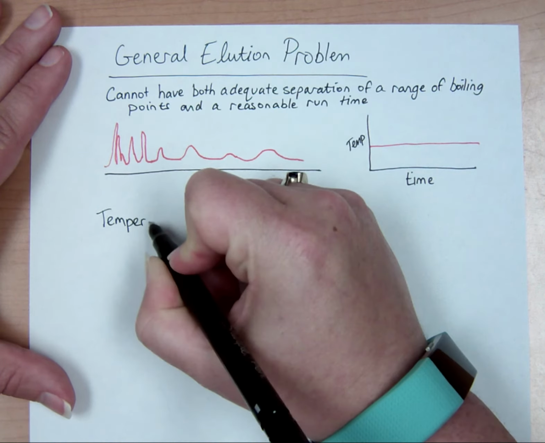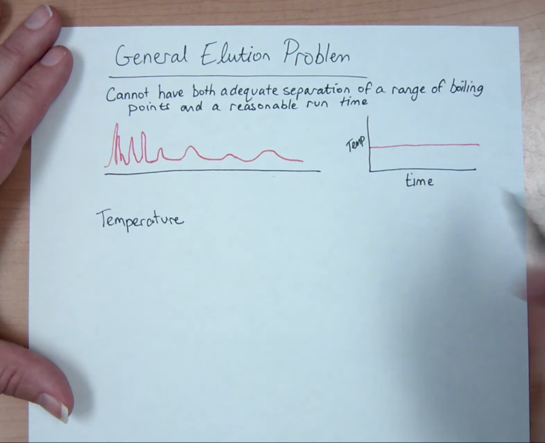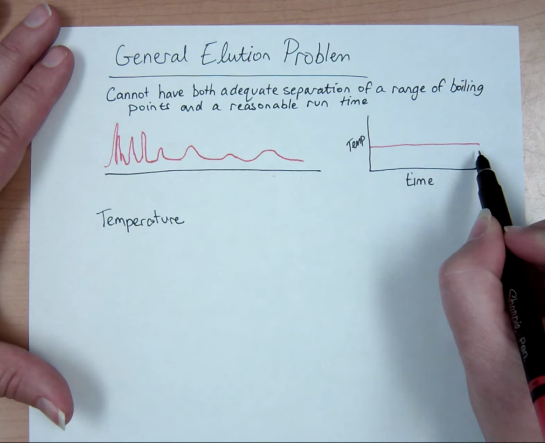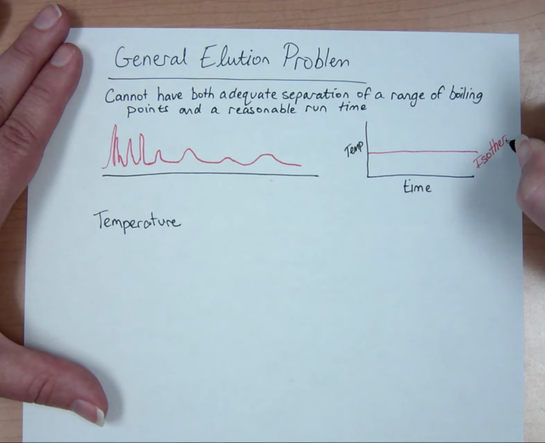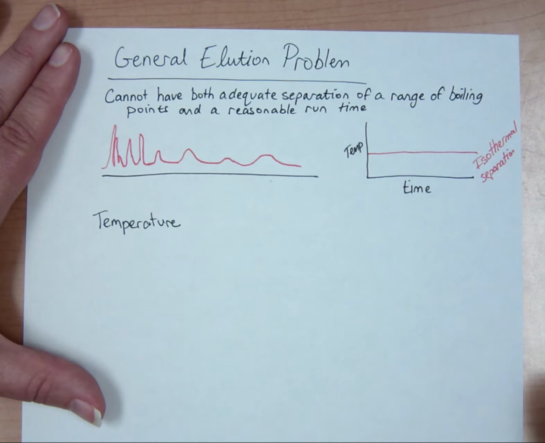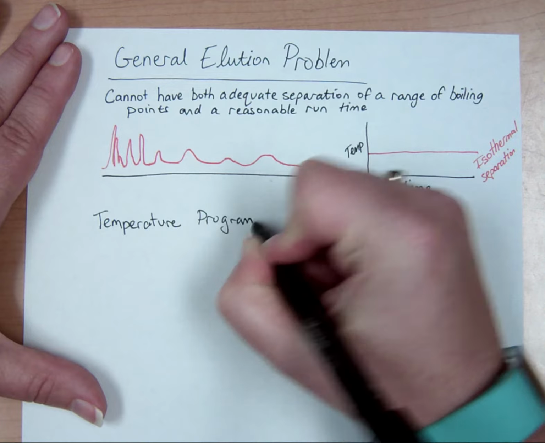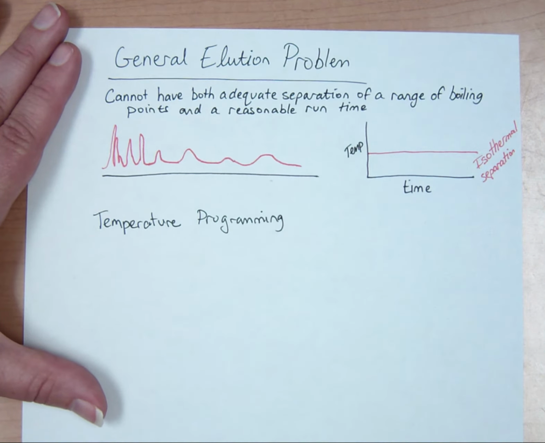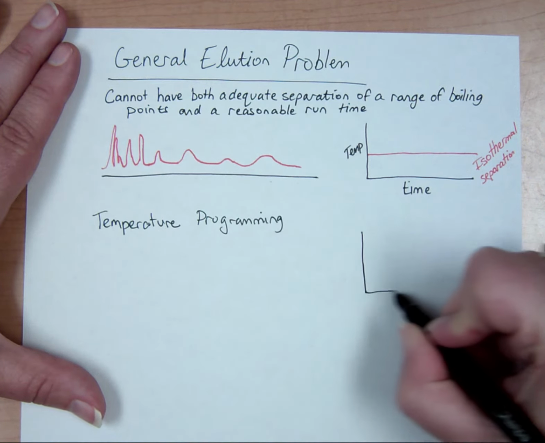So in the case here that I've shown, where we have a single temperature constant over time, this is called an isothermal separation. Iso meaning same, thermal meaning temperature. It's at the same temperature. So when we instead are going to do something called temperature programming, what does this look like on a temperature versus time scale?